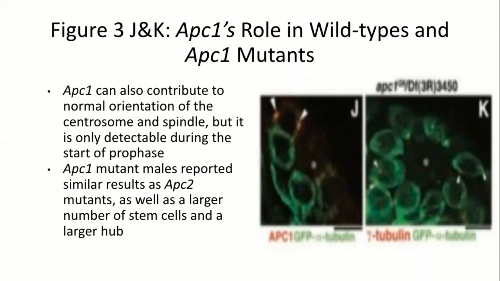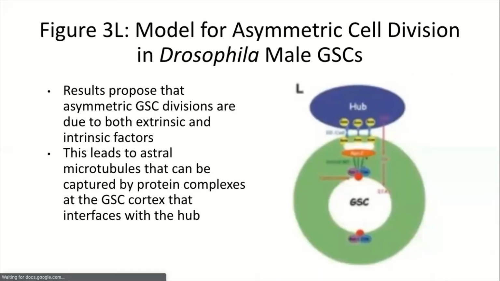And in APC1 mutant males, the results reported a change in GSCs in spindle orientation and centrosome position, and also the number of stem cells per testis and hub size was also larger when compared to wild types.